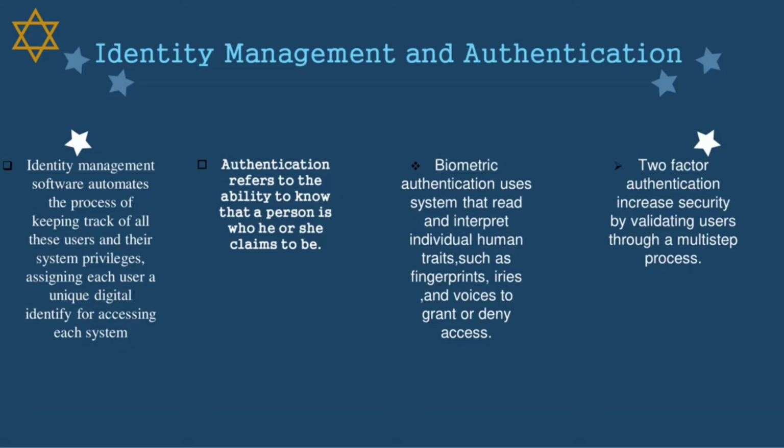Identity management software automates the process of keeping track of all these users and their system privileges, assigning each user a unique digital identifier for accessing each system. Authentication refers to the ability to know that a person is who he or she claims to be. Biometric authentication uses systems that read and interpret individual human traits such as fingerprints, iris, and voice to gain or deny access. Two-factor authentication increases security by validating users through a multi-step process.